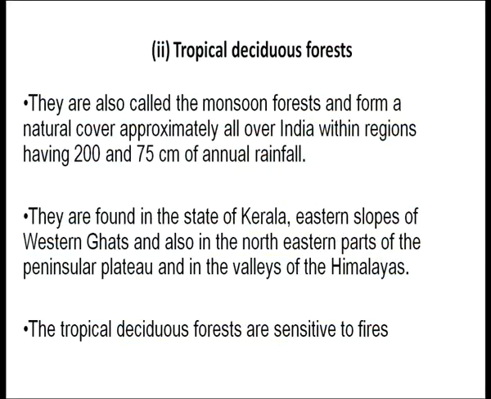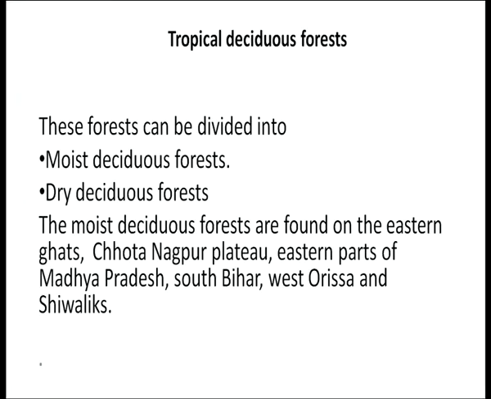These forests are also called the monsoon forests and form a natural cover approximately all over India within a region having 200 to 75 centimeter of annual rainfall. They are found in the state of Kerala, eastern slopes of western Ghats and also in the northeastern parts of peninsular plateau and in the valley of Himalayas. The tropical deciduous forests are very sensitive to fires. These forests can be divided into two types, the moist deciduous forests and the dry deciduous forests.